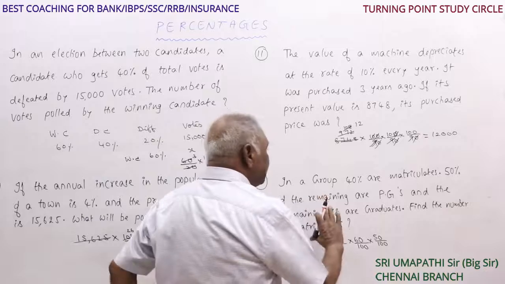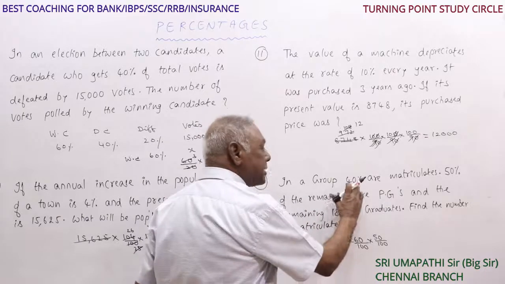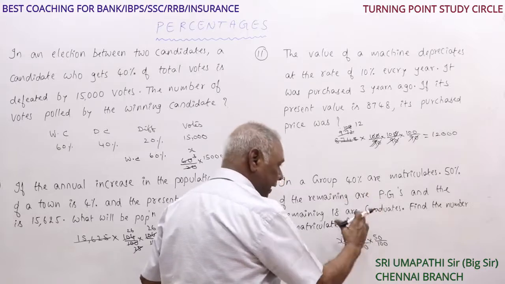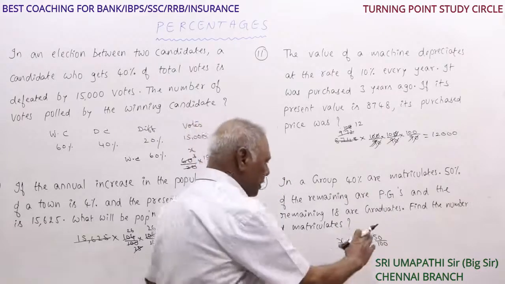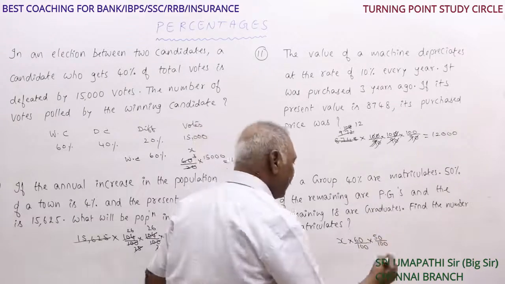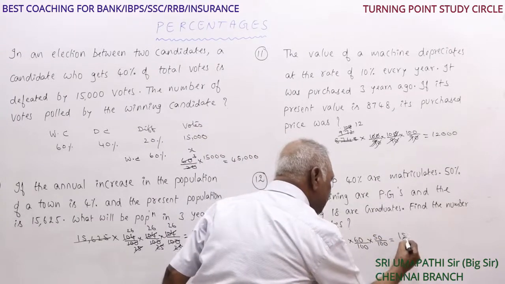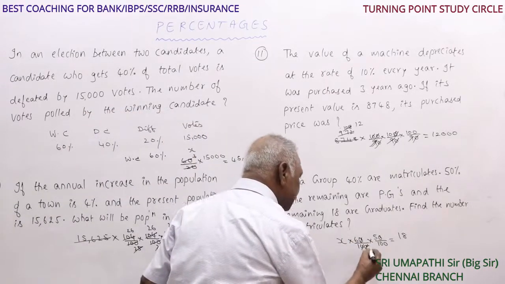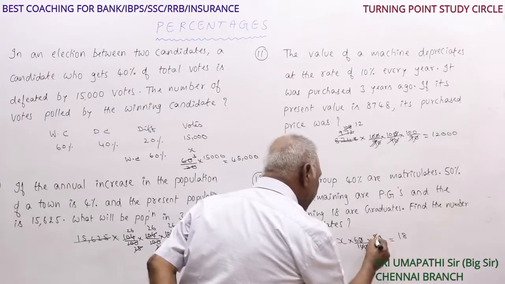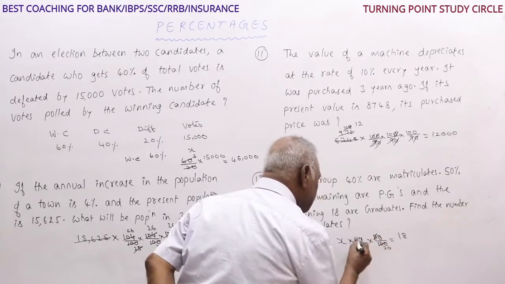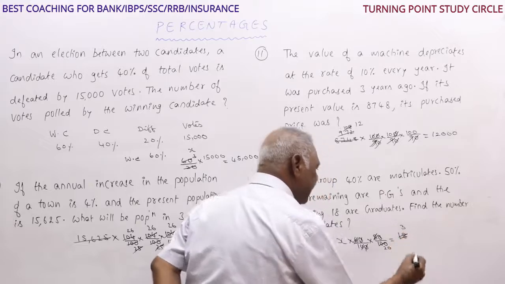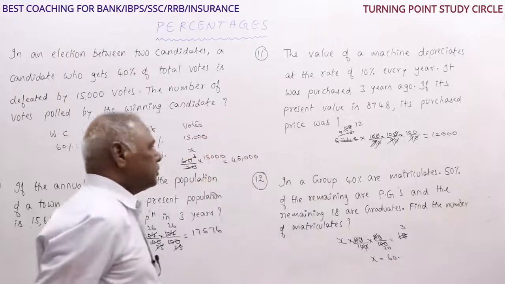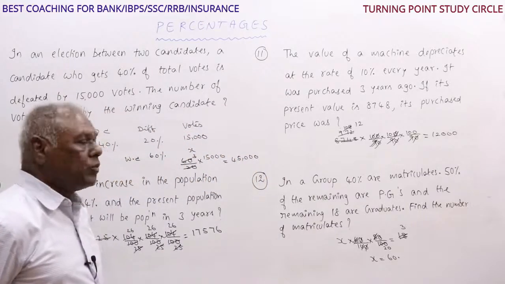So if in the group there are X students, 40% are matriculates. The remaining are 60%, 60 by 100. In this one, 50% of the remaining, so 50 by 100 is equal to postgraduates, that is equal to 18. So 0, 0 gets cancelled. So it is equal to 5 20s. Here it is equal to 6 3s. You can cancel in your own manner. Therefore, X is equal to 60. So the number of students in the group is equal to 60.